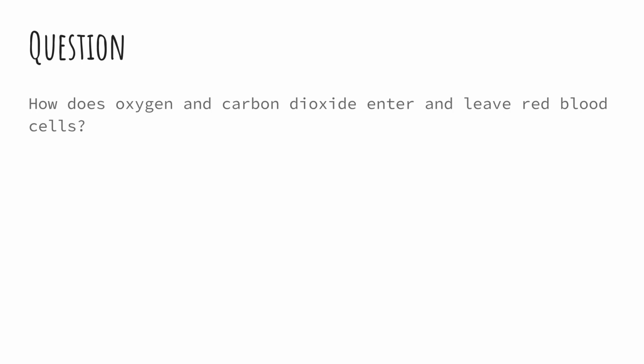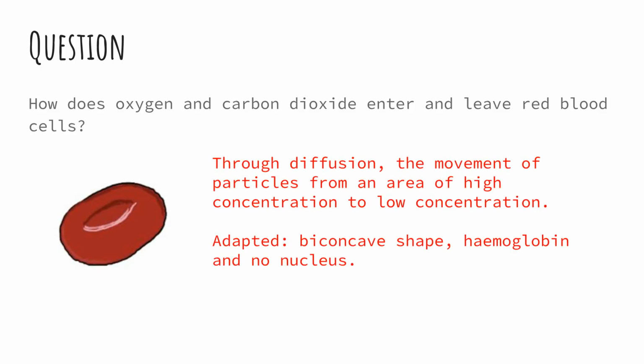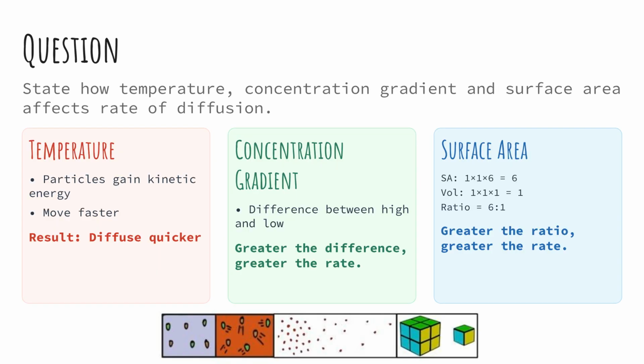Moving on to transport mechanisms, red blood cells facilitate gas exchange through diffusion, where particles move from high to low concentration. They are specifically adapted with a biconcave shape, abundant hemoglobin for oxygen transport, and a lack of a nucleus to maximize space.